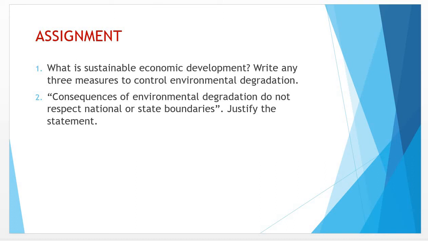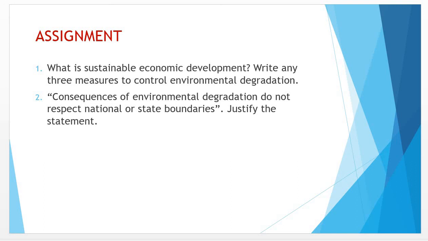So the 3 measures to control environmental degradation could be: there should not be any overexploitation of resources. There should be more and more use of renewable energy, and new technologies should be developed so that we can replace the use of non-renewable resources with renewable resources.